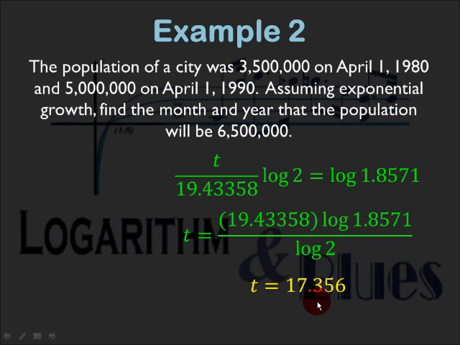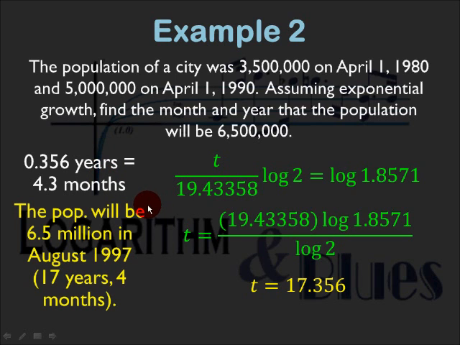So you can't just leave your answer like that. You know the 17 years is, but how many months is 0.356? Well, 0.356 years is the equal of 4.3 months. And if you want to know how to do that, just multiply that by 12. So you're going to be looking at approximately 17 years and 4 months. So the population will reach 6.5 million 17 years after the starting date, and 4 months. 17 years would make it 1997. 4 months from April would be August. So the population will be 6.5 million in August 1997.